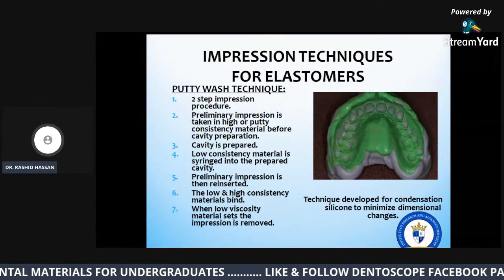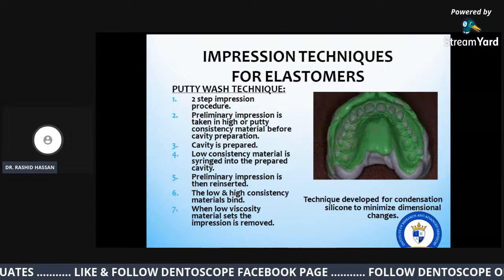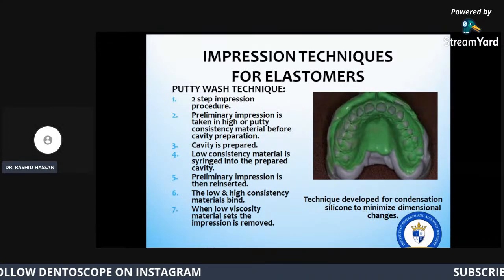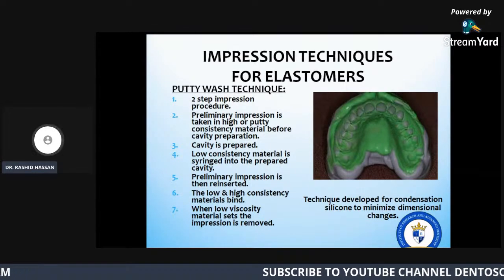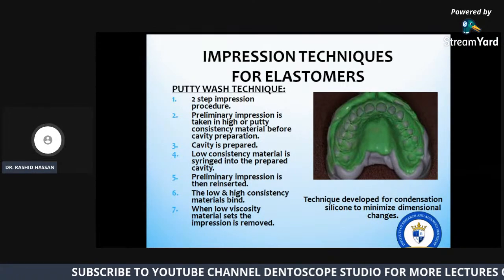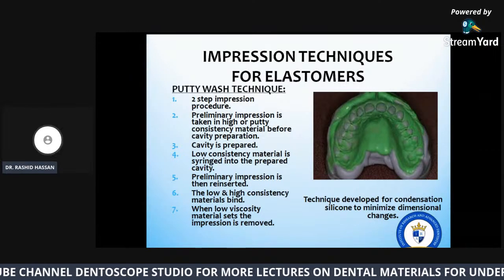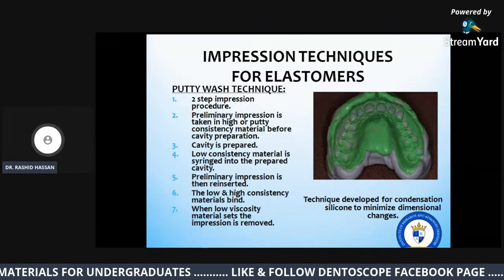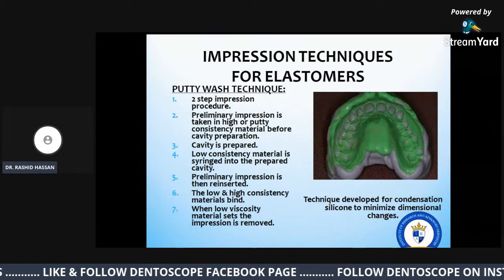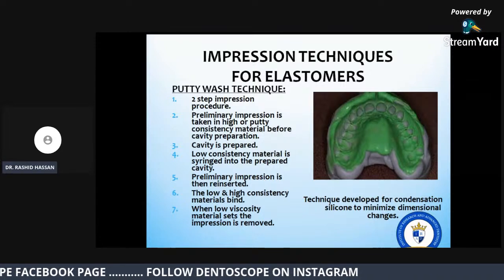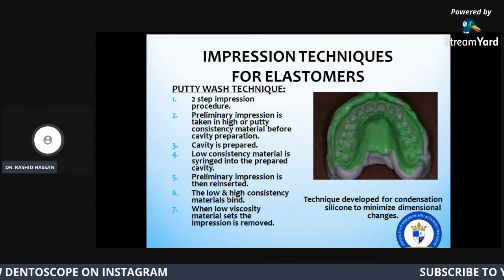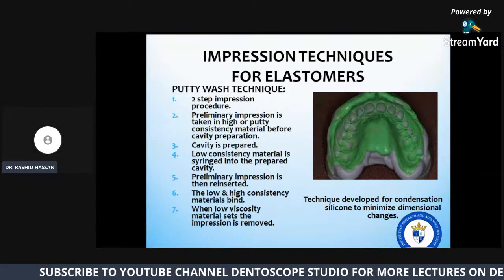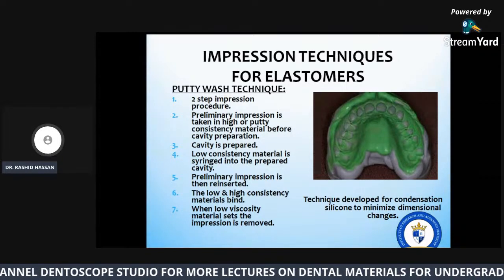It is a two-step impression procedure. Preliminary impression is taken in high or putty consistency material before cavity preparation. So keep this in mind, that this is also a dual viscosity technique, but this is different. How? First you record the preliminary impression. Let's suppose you're going to make an inlay or onlay. Before making the cavity, you just record the impression with the bulk of the material inside the tray. Then the cavity is prepared.